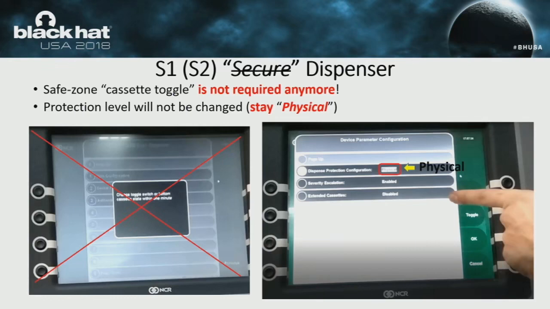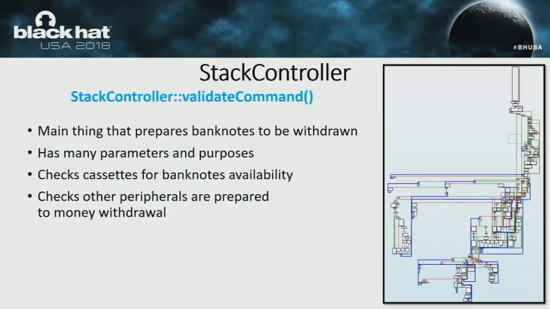We can patch every byte in the firmware, and now protection level is not a problem. On this slide you can see the message, change toggle switch or button cassette within 1 minute. And dispenser protection configuration is physical. So, the firmware was downloaded, but it's not interesting for us as money withdrawal.